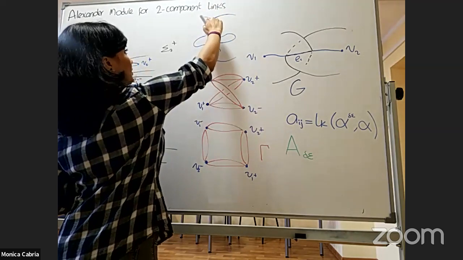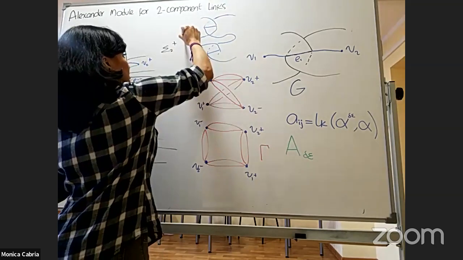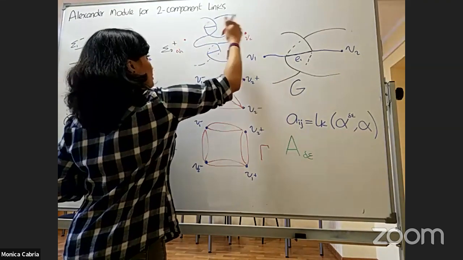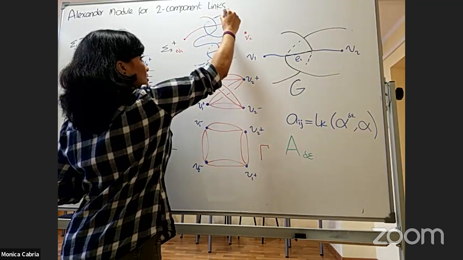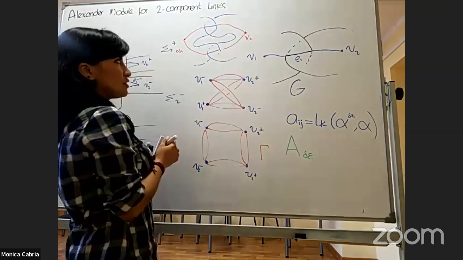I will draw it now. So I have my two clasps. And I have my two vertices here, V1, V2, so I have this. Yeah, this is my alpha.